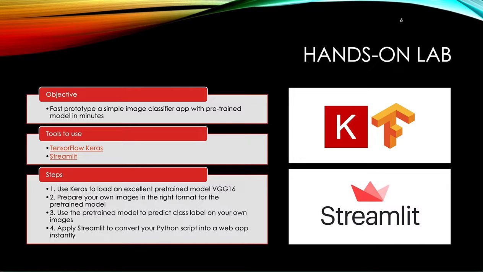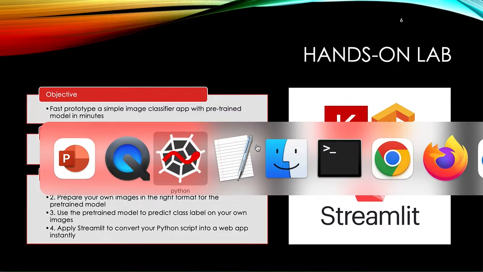Now let's take a look at the simple steps we need to follow for this fast prototype. Firstly, we need to use Keras to load an excellent pre-trained model like VGG16. Secondly, prepare your own images in the right format for the pre-trained model. Then in the third step, use the pre-trained model to predict the class labels on your own images. And lastly, apply Streamlit to convert your Python script into a web app instantly. Okay, let's take a look at the source code.